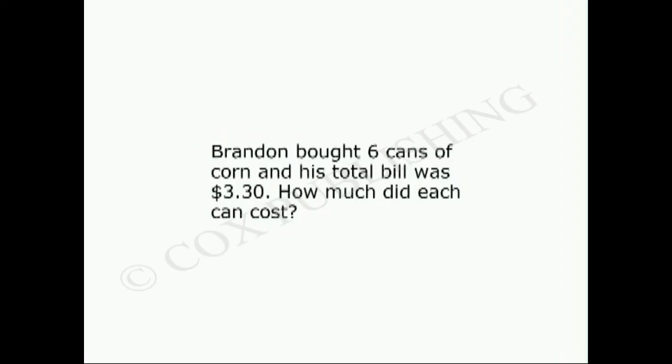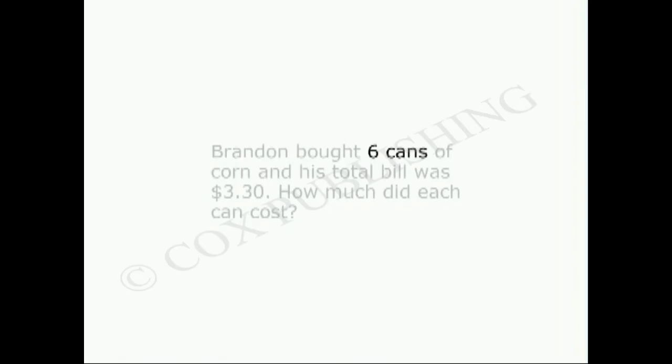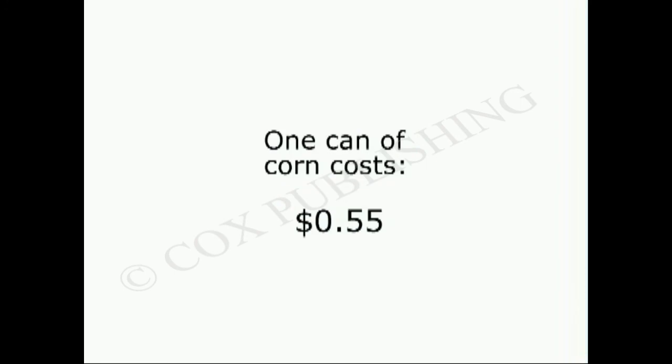Here's another problem. Brandon bought 6 cans of corn and his total bill was $3.30. How much did each can cost? Irving? I'm given the information about 6 cans, then asked the question about 1 can. So I have to divide by the number that changed from many to 1, which is 6. After placing my decimal point in my answer and dividing, I get 55/100. Since this is money, 1 can of corn costs 55 cents.